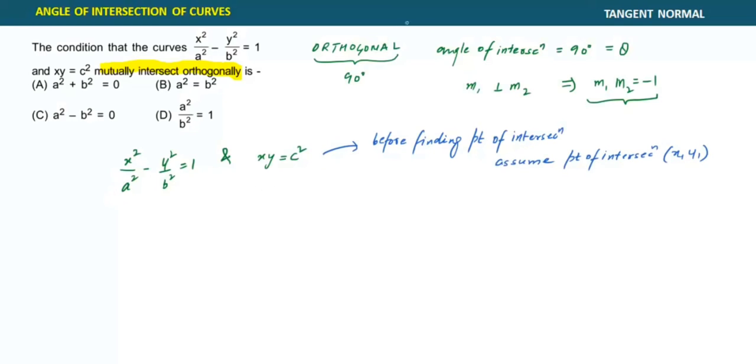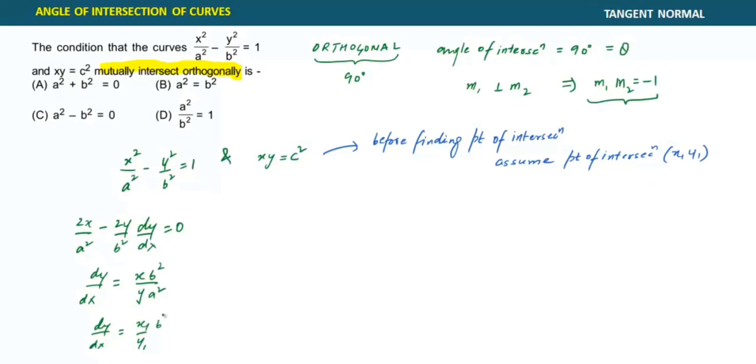What is the derivative for this particular curve, the C1 curve? Let's quickly solve this. So this becomes 2x by a square minus 2y by b square dy by dx equal to 0. So the dy by dx for this curve will come out to be x b square by y a square. And at (x1, y1), it will be x1 b square by y1 a square.